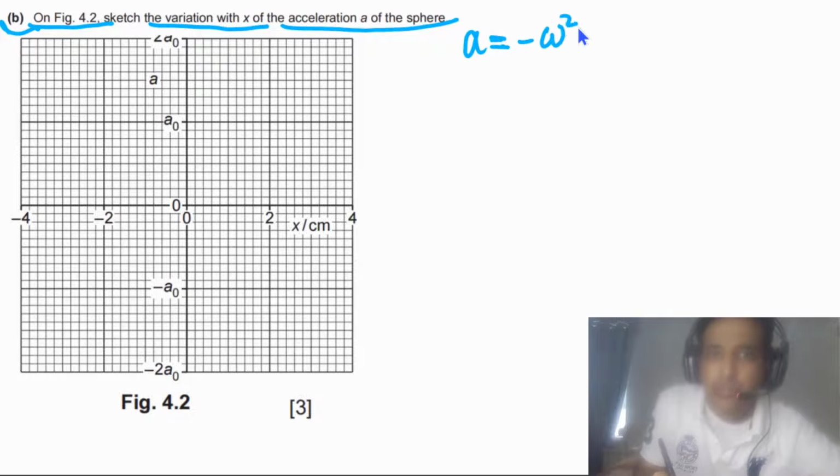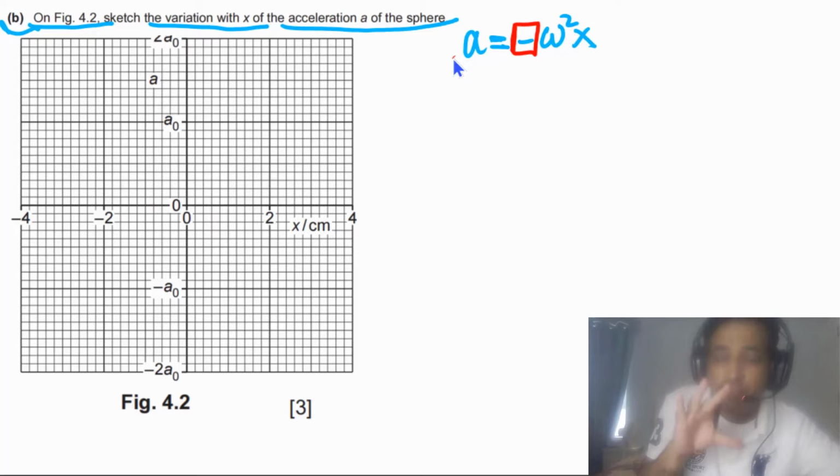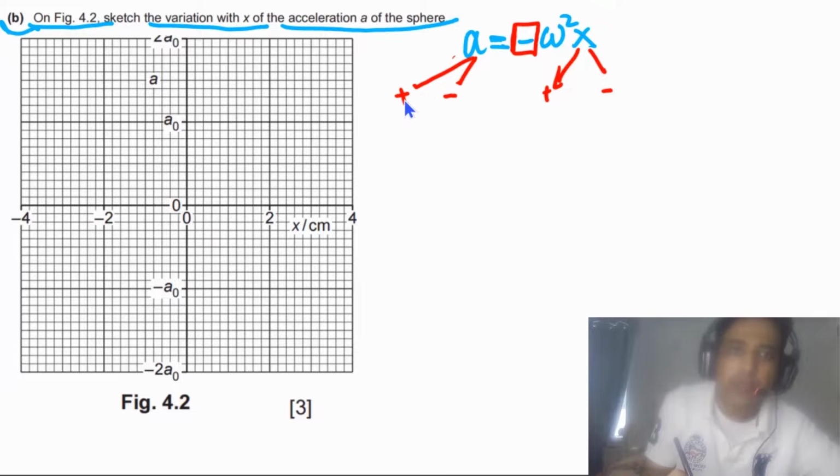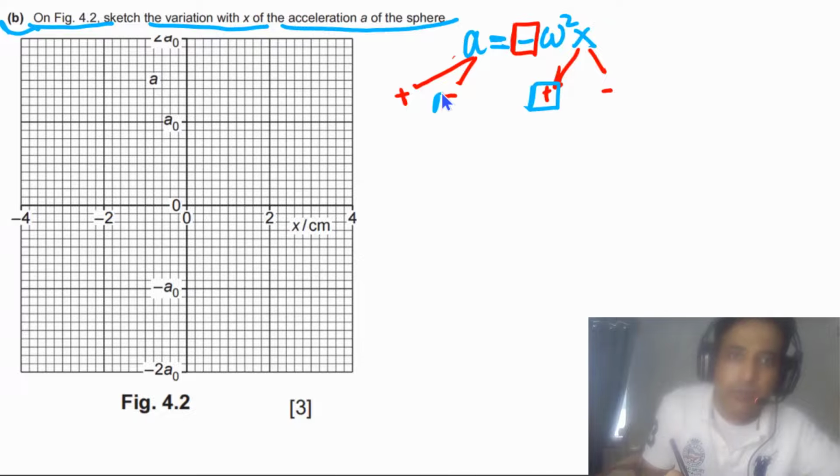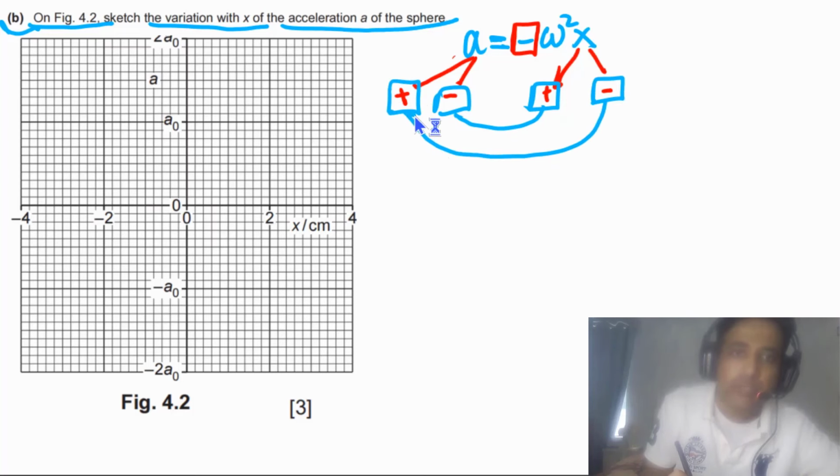a is equal to minus omega square x. So this negative sign simply tells us that a and x are in opposite directions. What is the significance of this negative sign? It tells us vector x and vector a are in opposite directions. When x is positive, a has to be negative, and when x is negative, a has to be positive. So this is the significance of the negative sign. We can also circle them. So these are the points we need to understand.